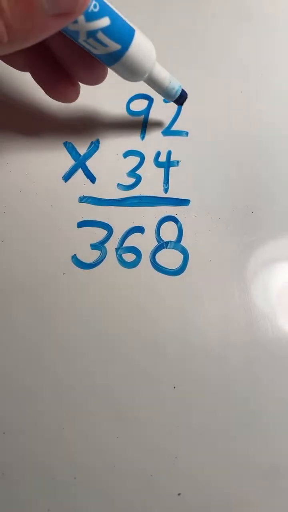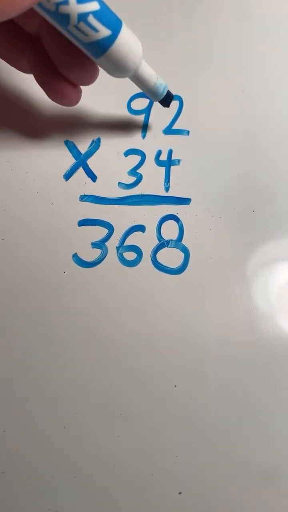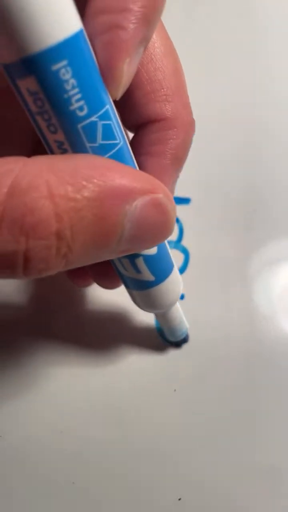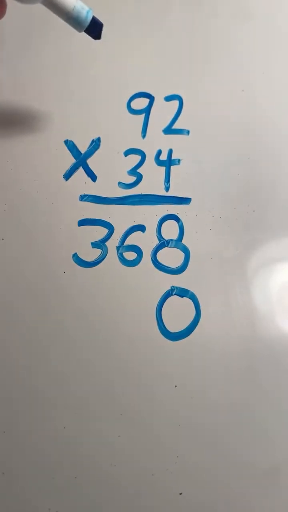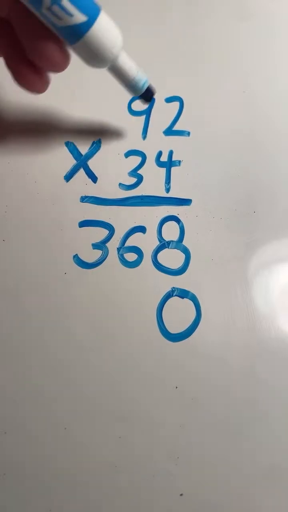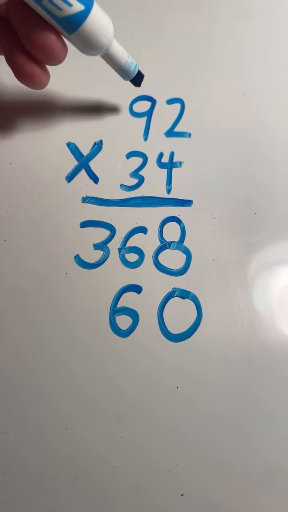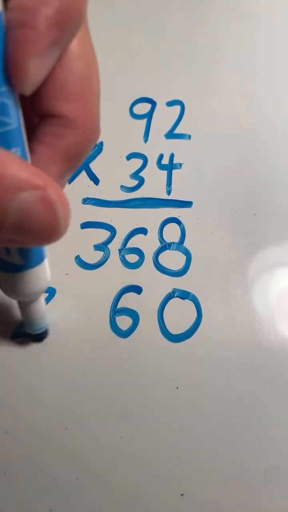All right, next we have to multiply the top 2 digits times the bottom digit in the tens place. Since both digits in the ones place have been multiplied already, we're going to put a 0 in the ones place. 2 times 3 equals 6. Again, no regrouping needed. 9 times 3 equals 27.